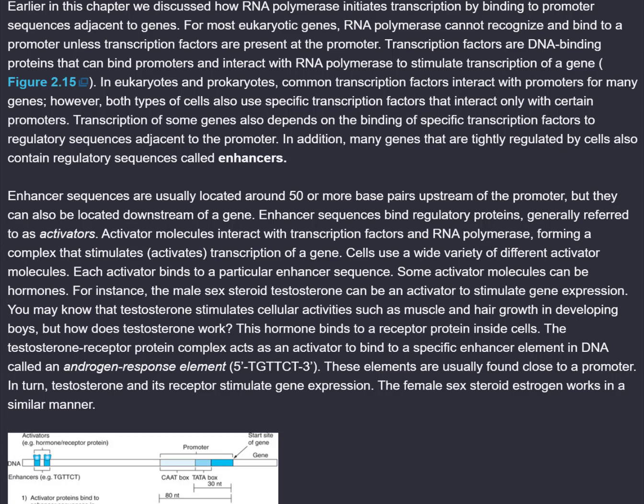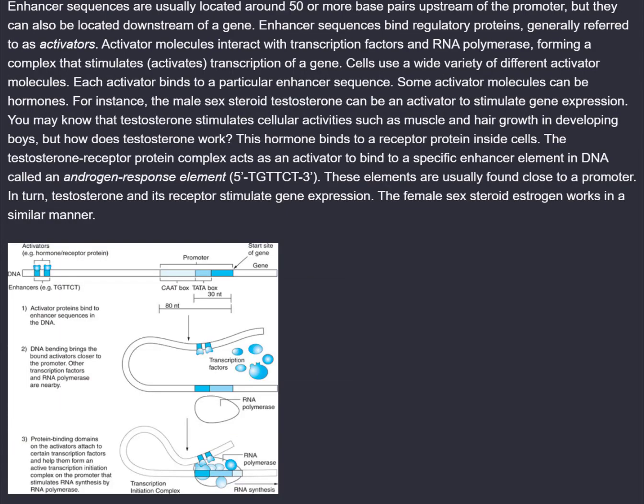Transcription of some genes also depends on the binding of specific transcription factors to regulatory sequences adjacent to the promoter. In addition, many genes that are tightly regulated by cells also contain regulatory sequences called enhancers. Enhancer sequences are usually located around 50 or more base pairs upstream of the promoter, but they can also be located downstream of a gene. Enhancer sequences bind regulatory proteins, generally referred to as activators. Activator molecules interact with transcription factors and RNA polymerase, forming a complex that stimulates, activates, transcription of a gene.